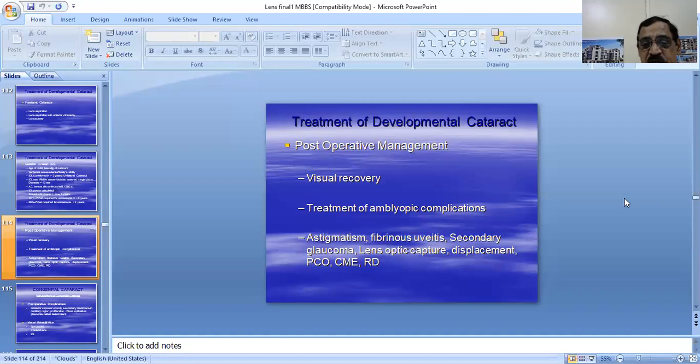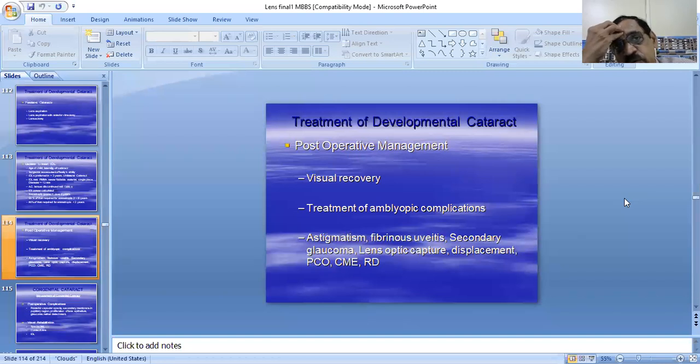And post-operative astigmatism is seen, and fibrinous uveitis is very common actually in case of pediatric cataracts. So steroids are the mainstay of treatment actually in fibrinous uveitis. And secondary glaucoma can also be seen actually in case of congenital cataract, requiring anti-glaucoma medication, and lens optic capsule opacification because of chronic uveitis, which is induced by post-operative inflammations and all these things. So it can occur.